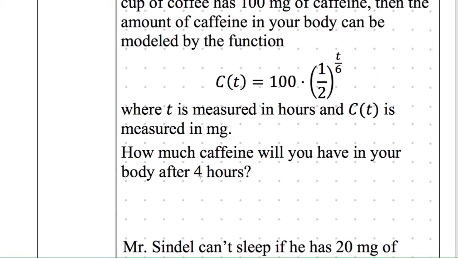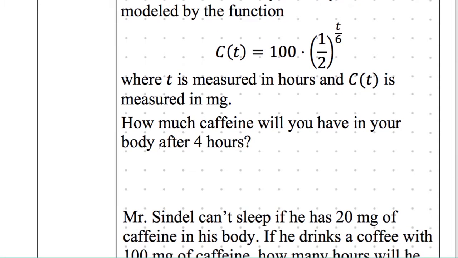Okay, 4 is being plugged in somewhere. Where? Quiet, raise your hand. James. The T. Everyone write it down. We're plugging it in for T, so we're saying that C of 4 is equal to 100 times 1/2 to the power of 4 divided by 6, and you punch this in on your calculator and you're done.